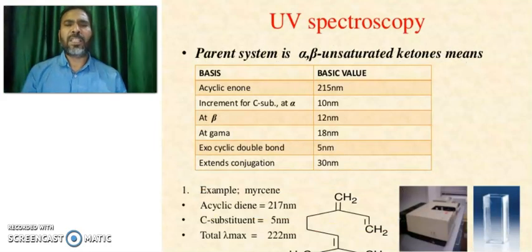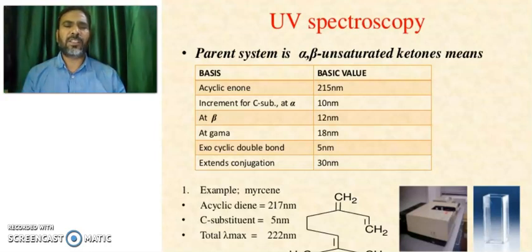For alpha-beta unsaturated ketone, again there is a basic value: basic acyclic enone 215 nanometer. Increment for carbon substituent at alpha 10 nanometer, at beta 12 nanometer, at gamma and beyond 18 nanometer. Exocyclic double bond 5 nanometer. Extended conjugation 30 nanometer. So, for example, myrcene: acyclic diene 217 nanometer, carbon substituent 5 nanometer, total lambda max 222 nanometer.